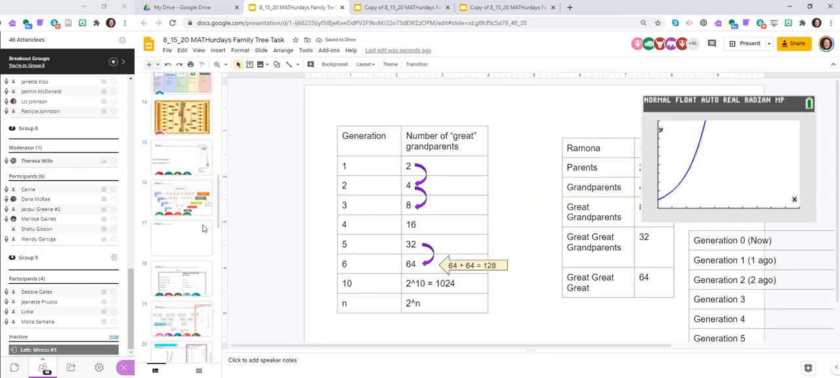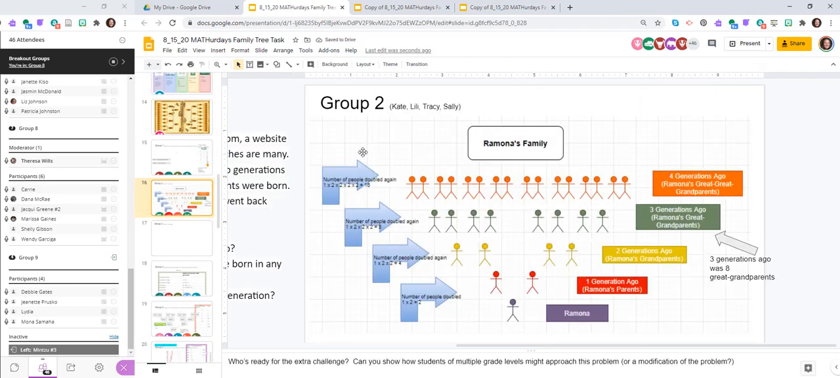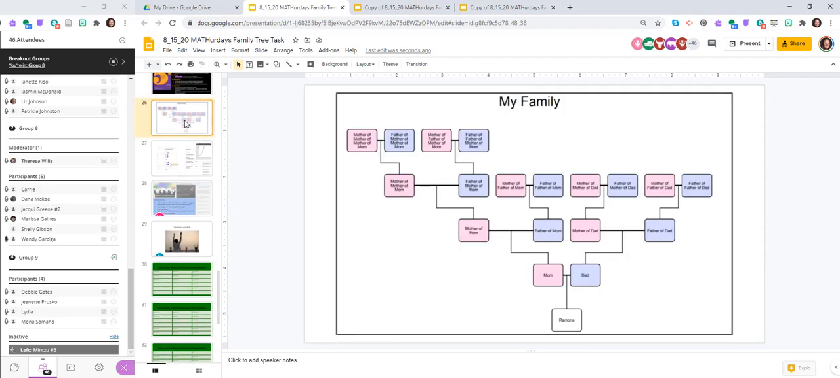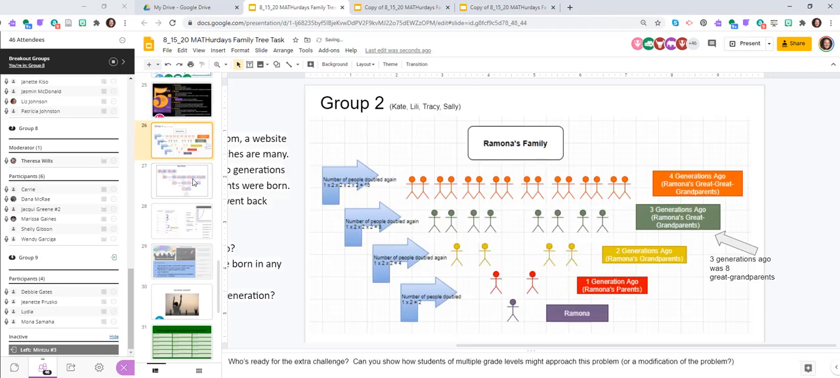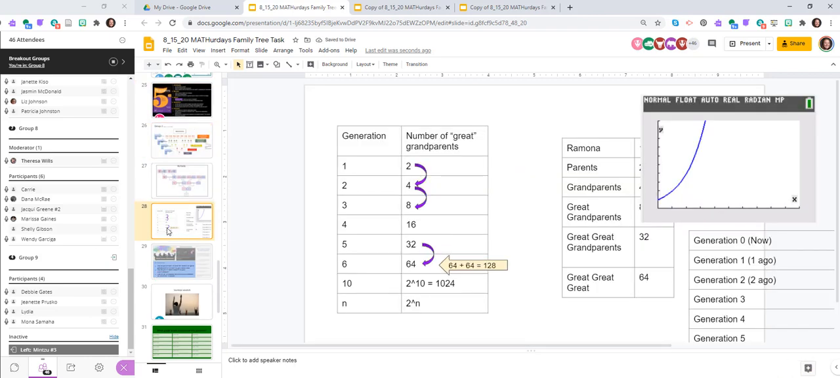But even just the strategy of problem solving and how could you solve this, even if mathematically they don't get to the 10th generation or whatever, or just the idea of problem solving too, like what are the different ways we could solve this?